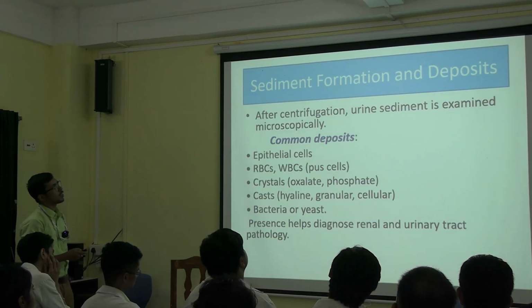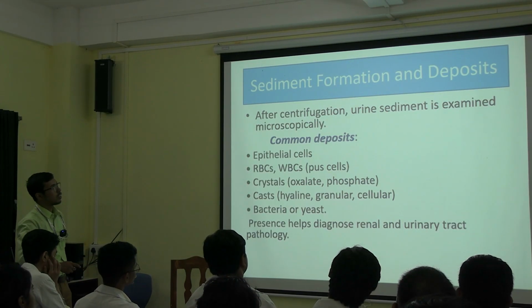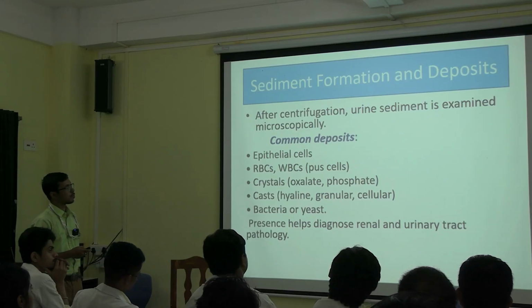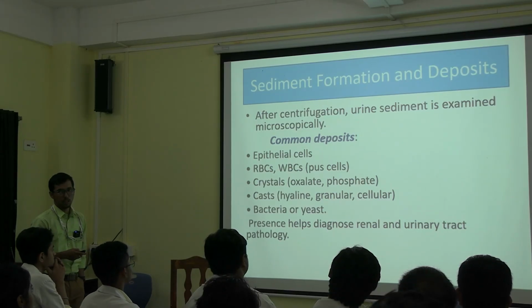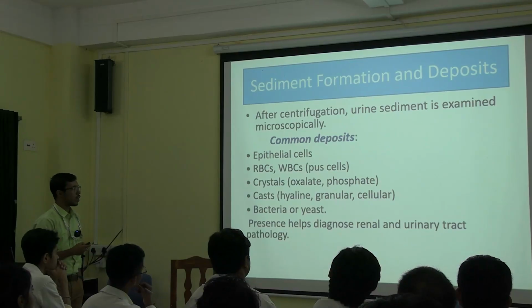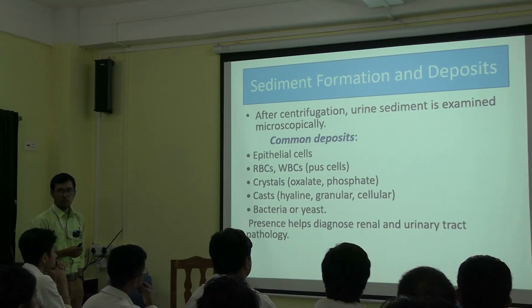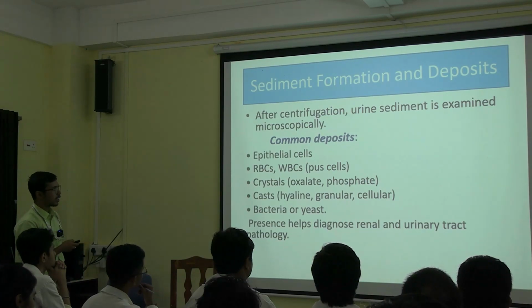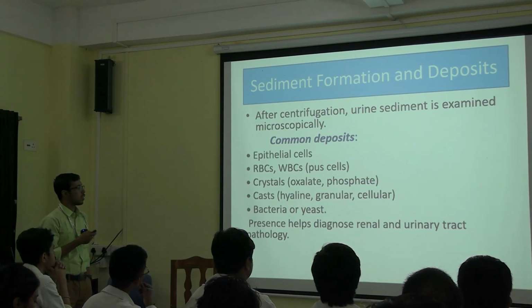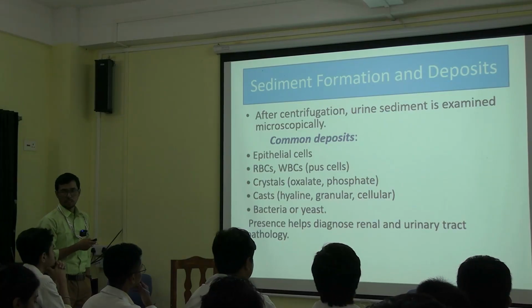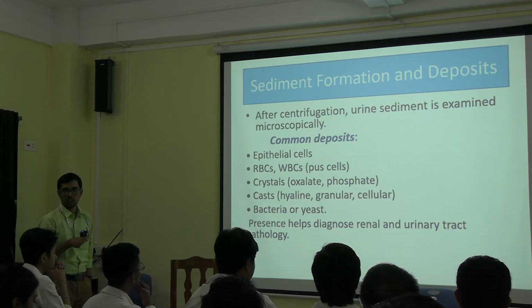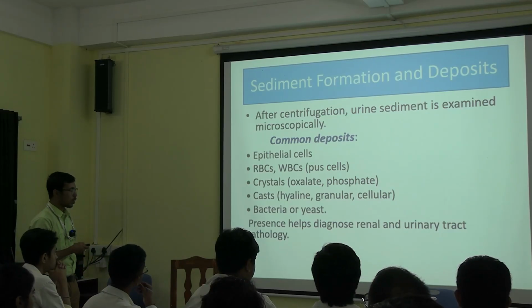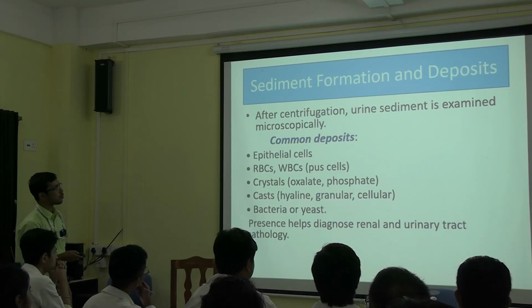So sediments, formation and deposits. After centrifugation, urinary sediment is examined microscopically. Common deposits that can be found normally in urine are epithelial cells, RBC and WBC. These will be found in very trace amounts. Crystals like oxalate, phosphate, then casts like hyaline cast, granular cast and cellular cast. Then bacteria or yeast if present in the urinary tract. Their presence helps to diagnose renal and urinary tract pathology.